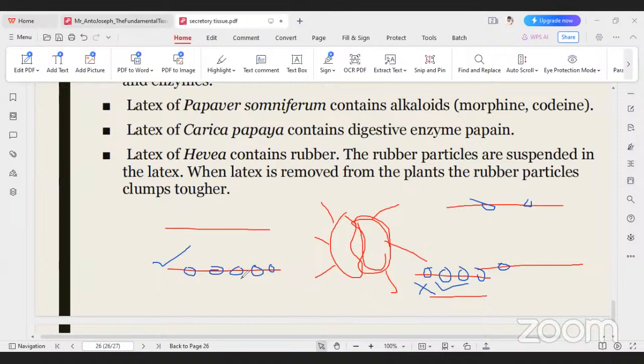What is anomocytic? Hello? Hello? Yes, sir. Tell me the anomocytic type.